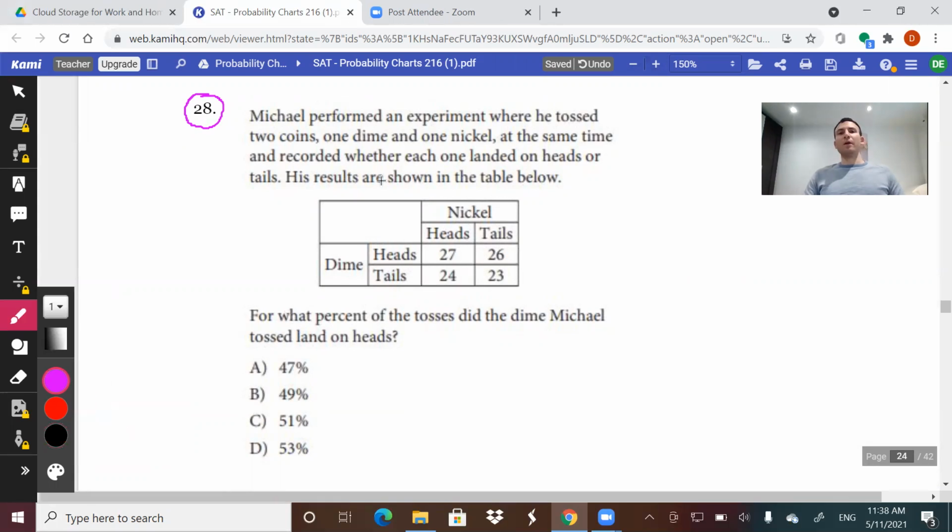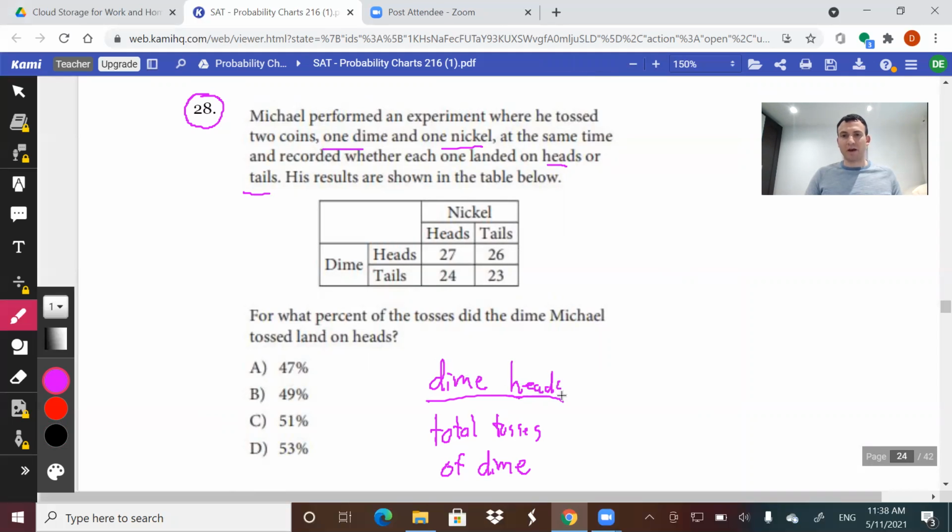Okay. So Michael performed an experiment where he tossed 2 coins, 1 dime and 1 nickel, at the same time and recorded whether each one landed on heads or tails. And then his results are shown in the table below. For what percent of the tosses did the dime Michael tossed land on heads? Okay. So what we want is we're taking all tosses, total tosses of dime. And what we want is dime on heads.